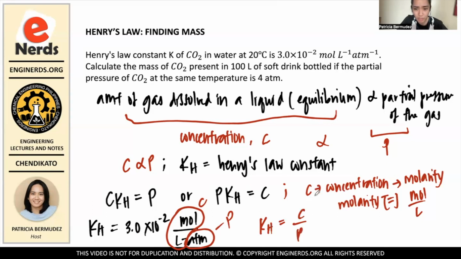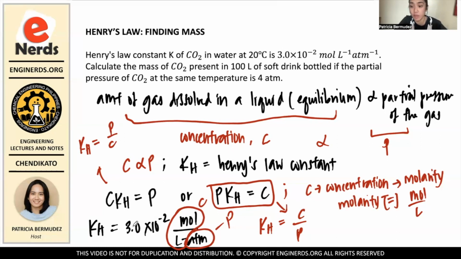Okay? And ano yun? It's this one. Kasi if we're gonna transpose P to the other side, KH will be equals to C over P. And ito naman, kapag in-isolate mo yung KH, it'll be equal to P over C. And then this one is C over P. So in order for you to know which one you're going to use, you just have to look at the units of the Henry's law constant. But for this problem, it is this one. We're going to follow this equation.